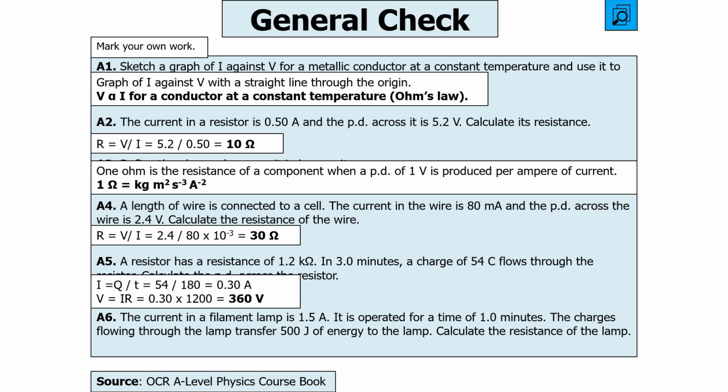Pop it in there. Remember, kilo ohms turned into ohms by times it by 1,000. So it's 360 volts. And in this last one again, it's a multiple step calculation. We know that potential difference is work done over charge, which is current times by time. Pop in all the values. Again, we don't work in minutes, we work in seconds. So we get 5.55 volts. We say R equals V over I, so we get 3.7 ohms.